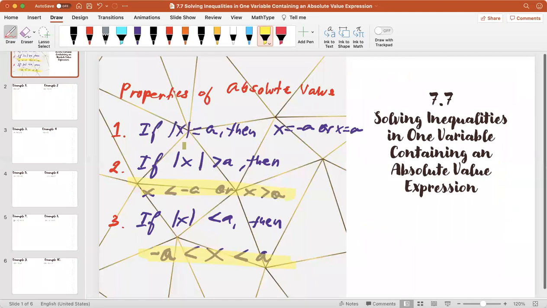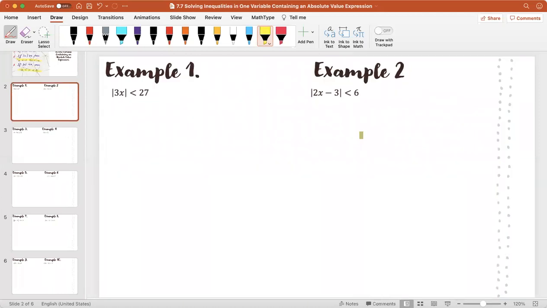We can use property number 3. All right, so let's look at the inequality. Absolute value of x less than a, we can write it as x greater than negative a but less than a. So we'll be using property number 3 in solving for problem 1.